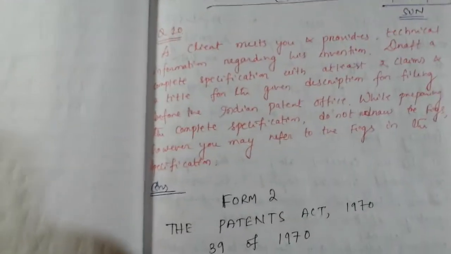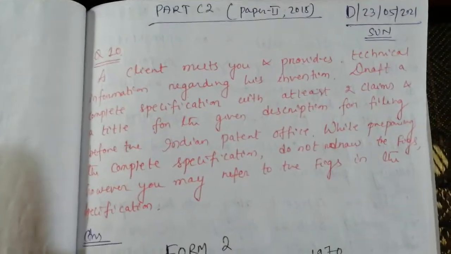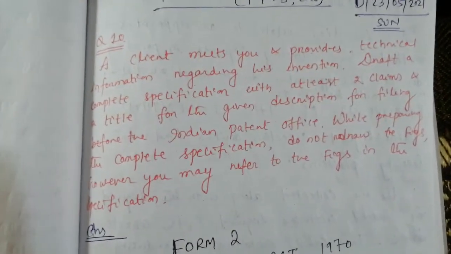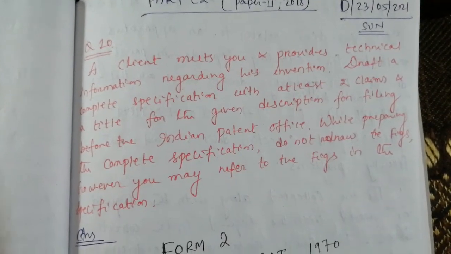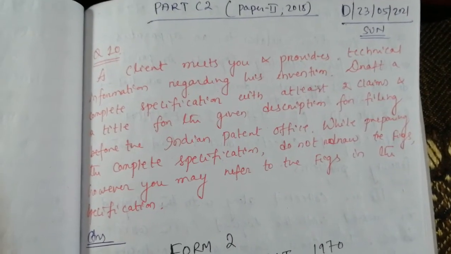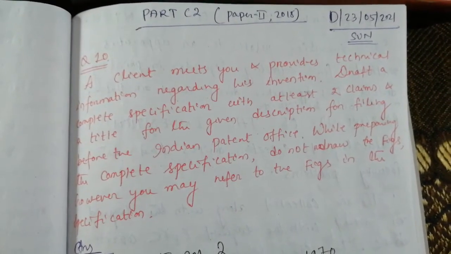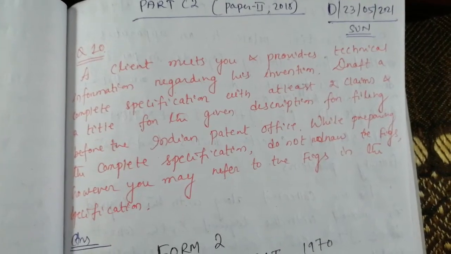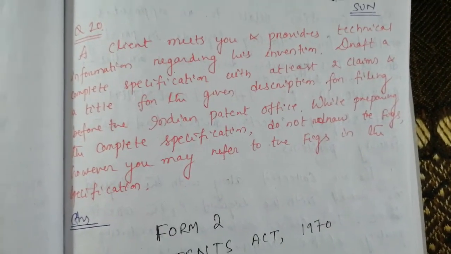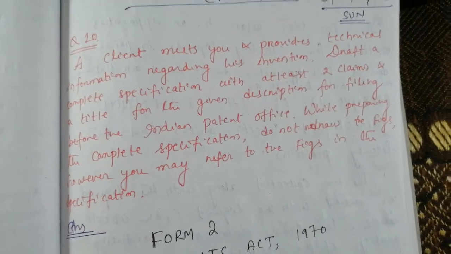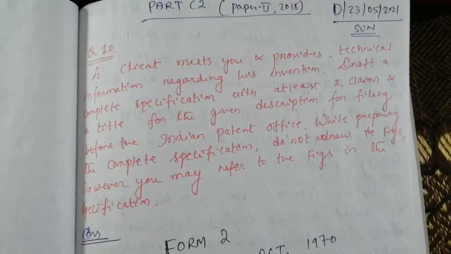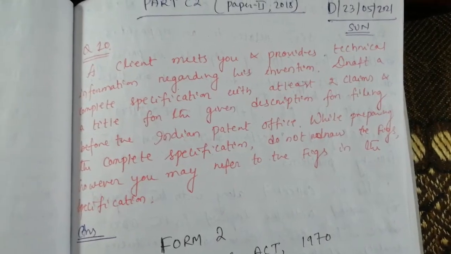Fine. So next we will go to our specific question and its answer. Fine. Okay, let us proceed. So question 10 says, a client meets you and provides technical information regarding his invention. Draft a complete specification with at least 2 claims and a title for the given description for filing before the Indian Patent Office. While preparing the complete specification, do not redraw the figures. However, you may refer to the figures in the specification.